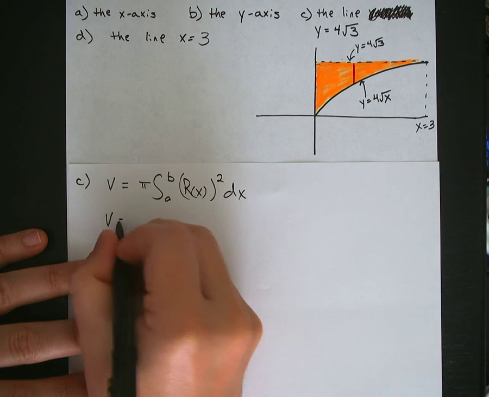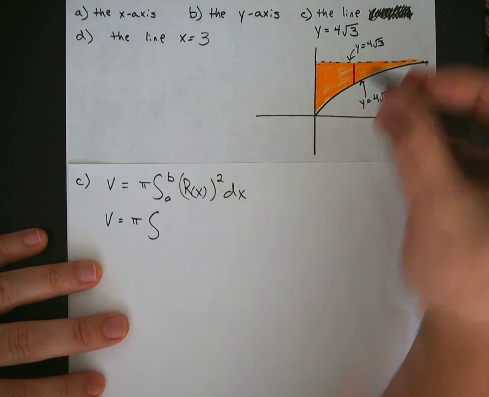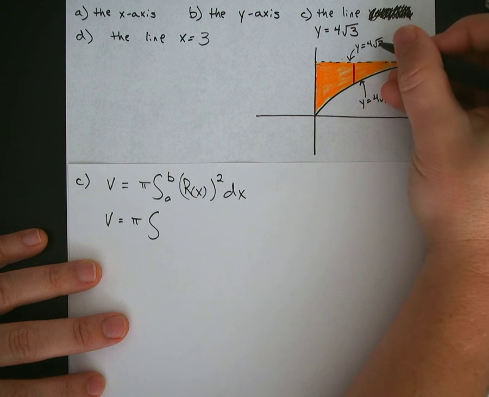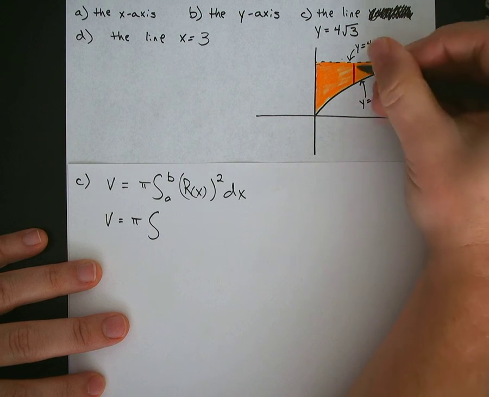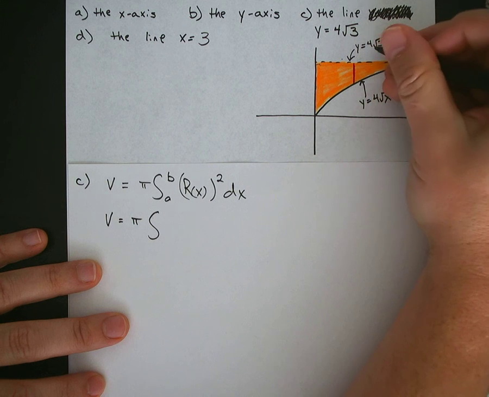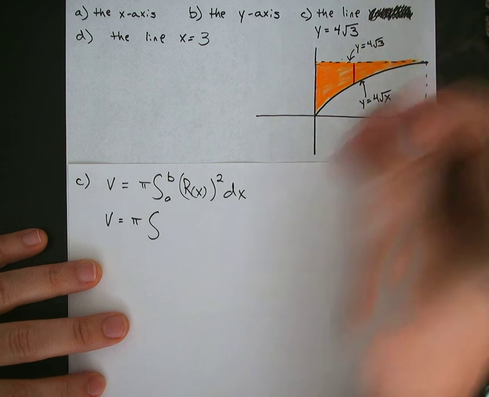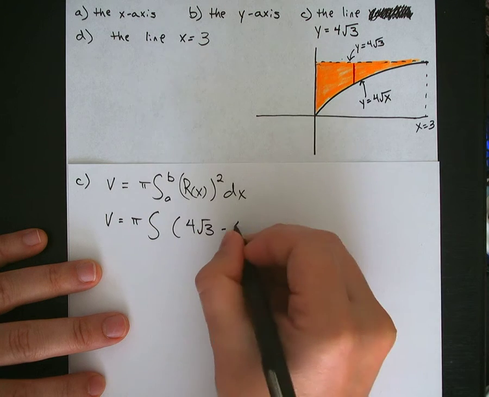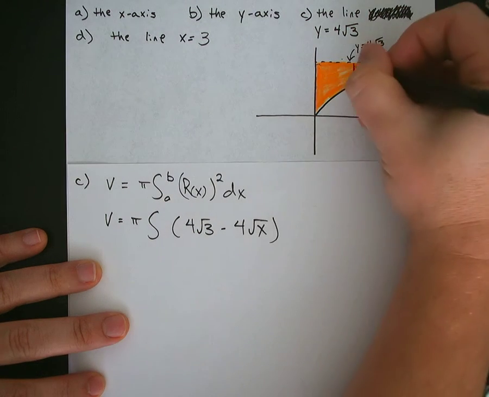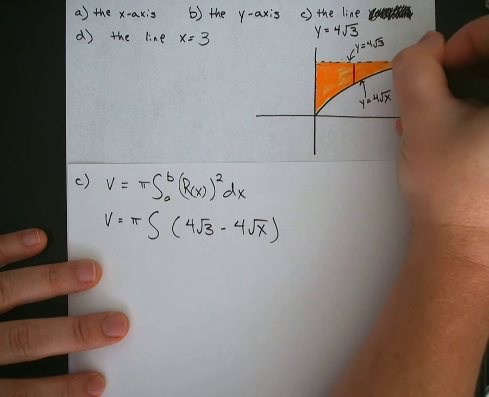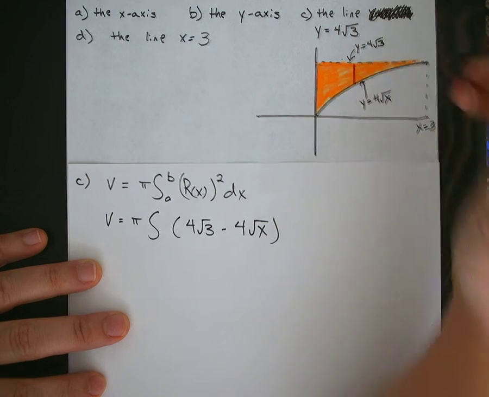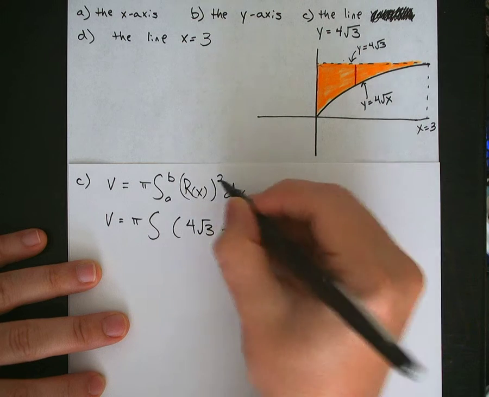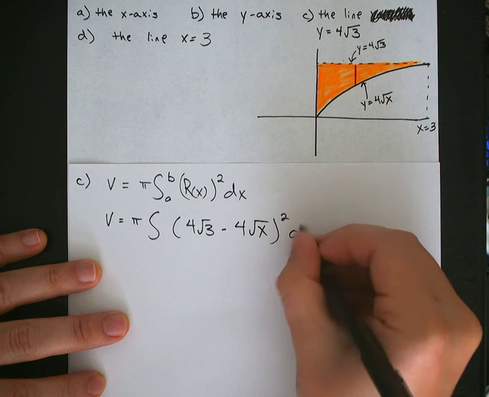We'll do our limits in a second. That's going to be 4 square roots of 3 minus 4 square roots of x. It's the distance there. You find distance by subtracting the top one minus the bottom one. So that will be 4 square roots of 3 minus 4 square roots of x. That is the distance of this one bar, which we're integrating over this area as we're rotating here. And it's squared, so that'll be dx.